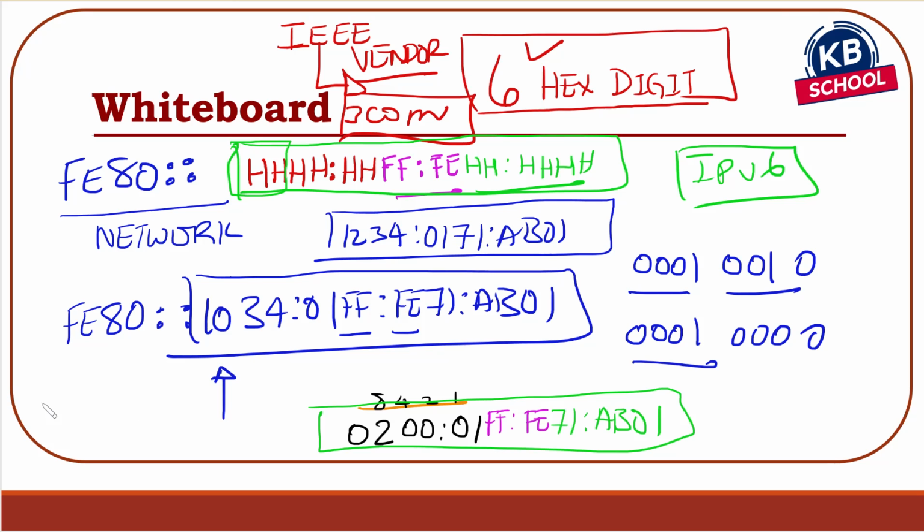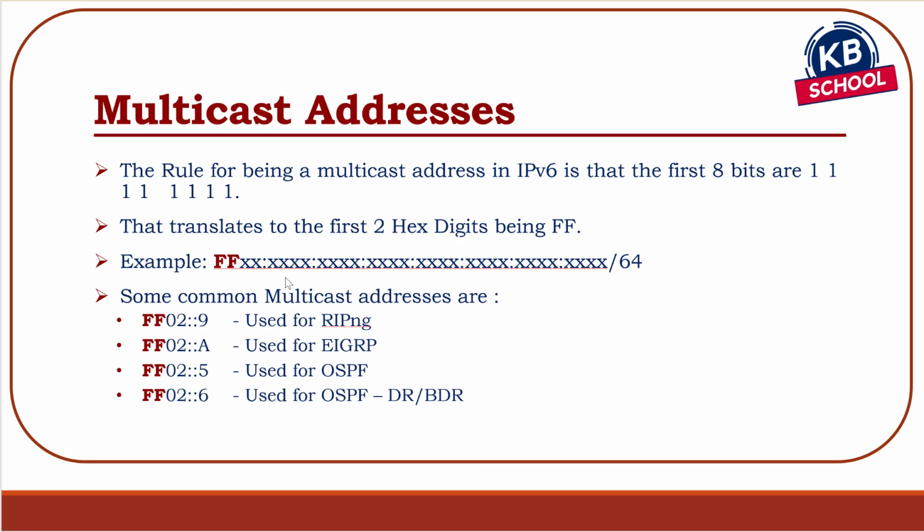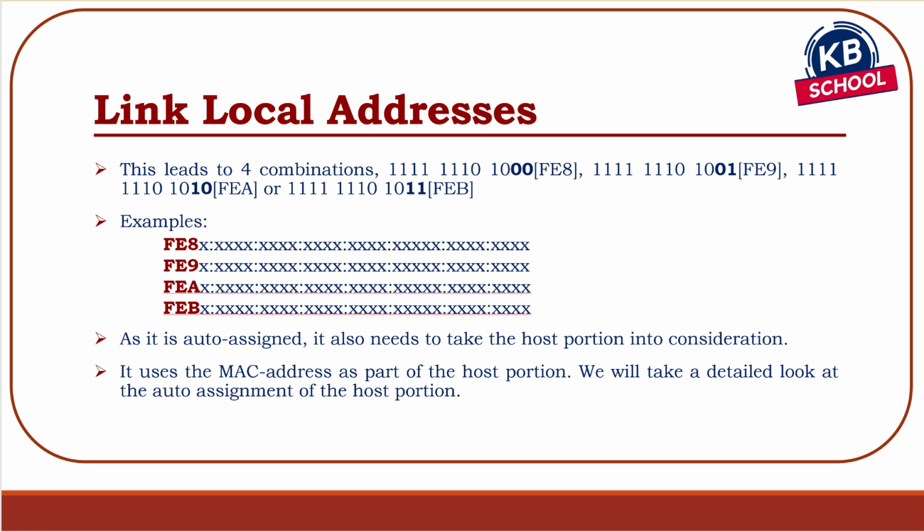The reason I went into so much detail here is it's going to help my lecture later on when I do the auto assignment of my normal unique local addresses or the global addresses, because in there I also have the ability to use a MAC address as part of my host address. All right, so this part is not on the slide, but it's good to understand how it assigns the MAC address as part of your IPv6 host address. So let's go back over here.